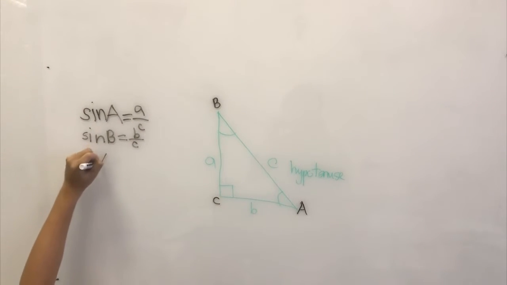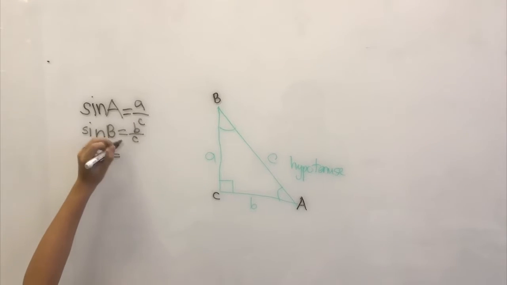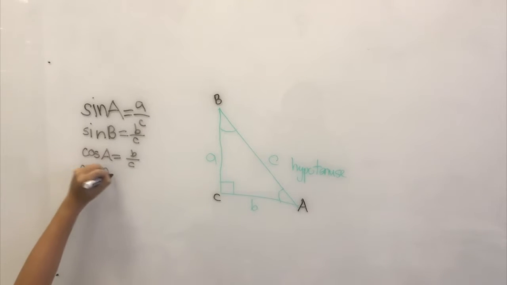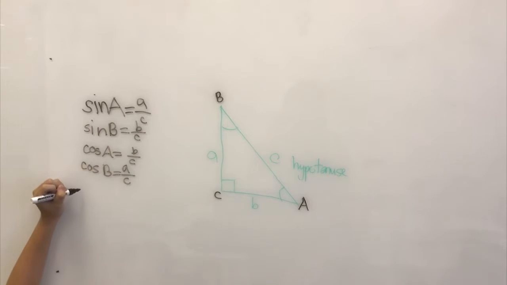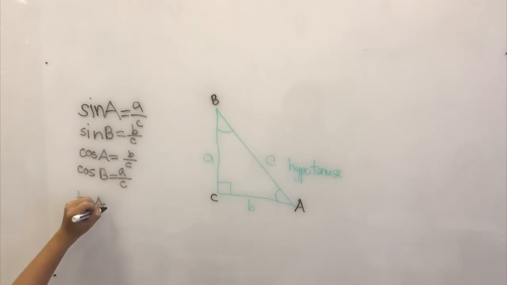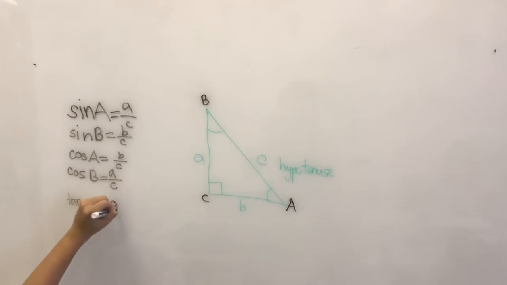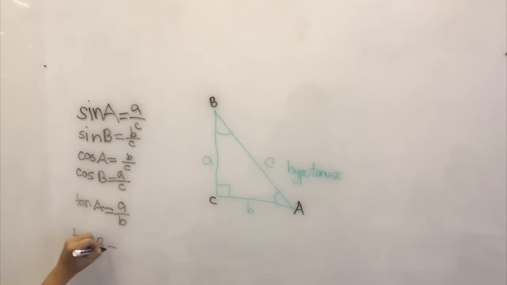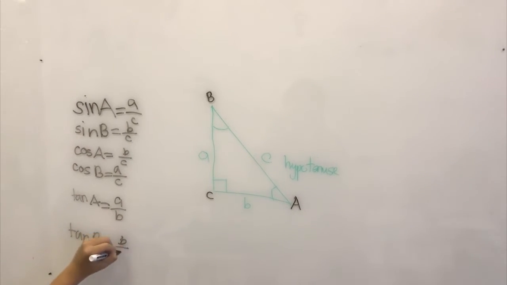Meanwhile, the cosine of the angle A is equal to the length of the side adjacent to it over the length of the hypotenuse. Same goes if we use angle B. Meanwhile, the tangent of angle A is equal to the length of the side opposite to it over the length of the side adjacent to it, and also applies if we use the angle B.